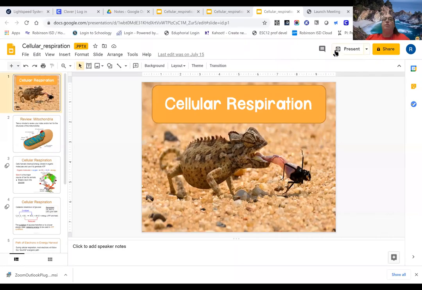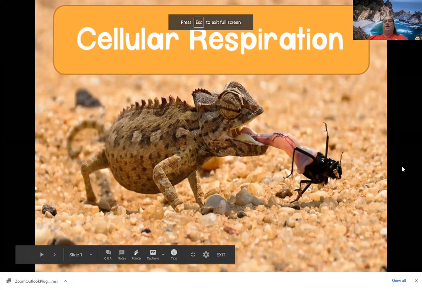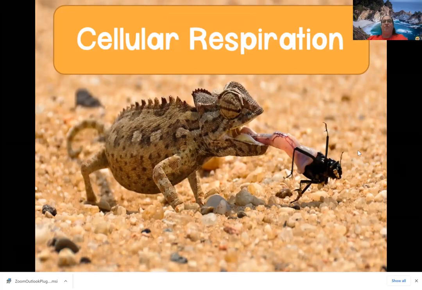Hi guys, so now we're going to talk about cellular respiration. So we'll start right here, share my screen, put it in present. Okay, so as you see, we have a lovely little lizard having a snack, right? And that is a key aspect tied to our idea of cellular respiration.